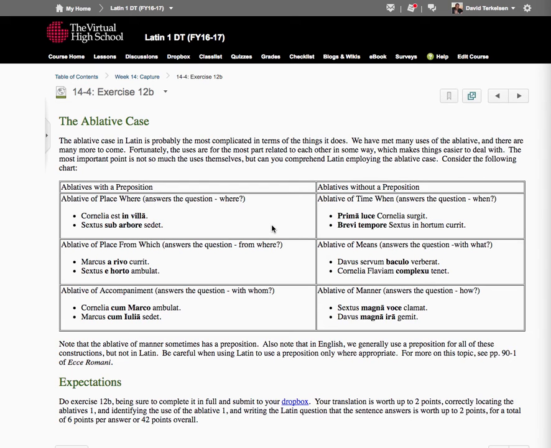This is exercise 12B from week 14. This is the ablative case.